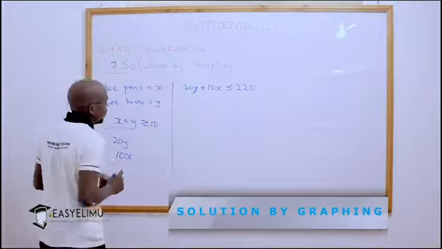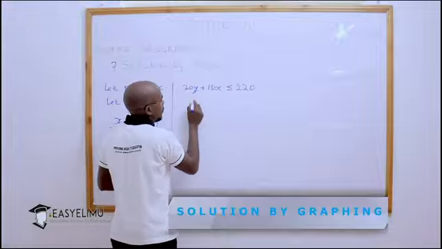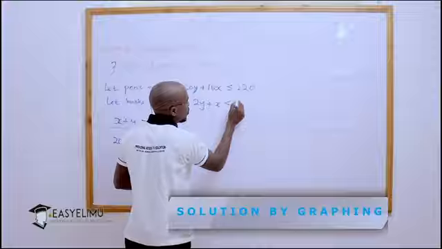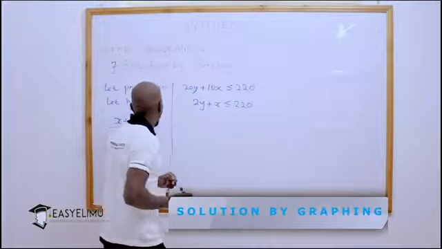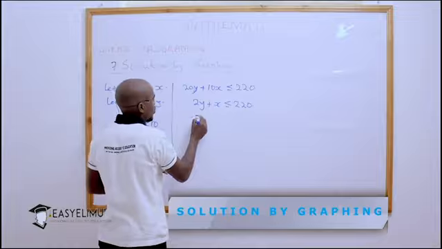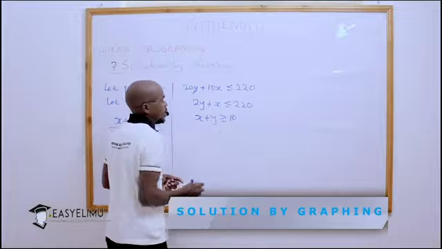The first one we formed is here. Doing that, we can simplify this further, and we find 2y plus x is less than or equal to 220. Then the next inequality was x plus y is greater than or equal to 10.